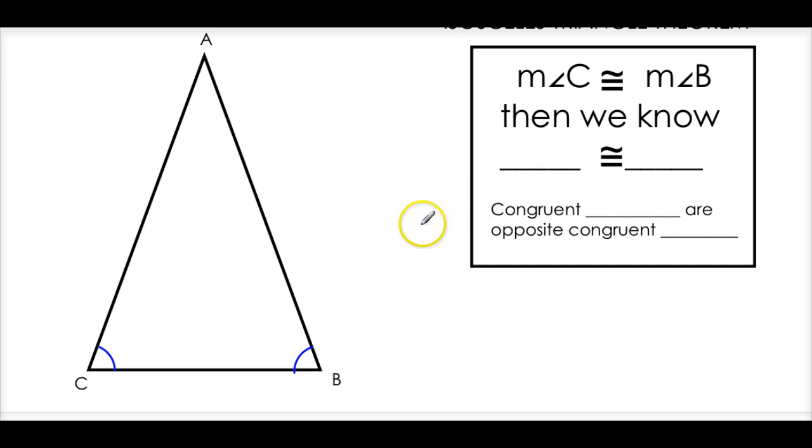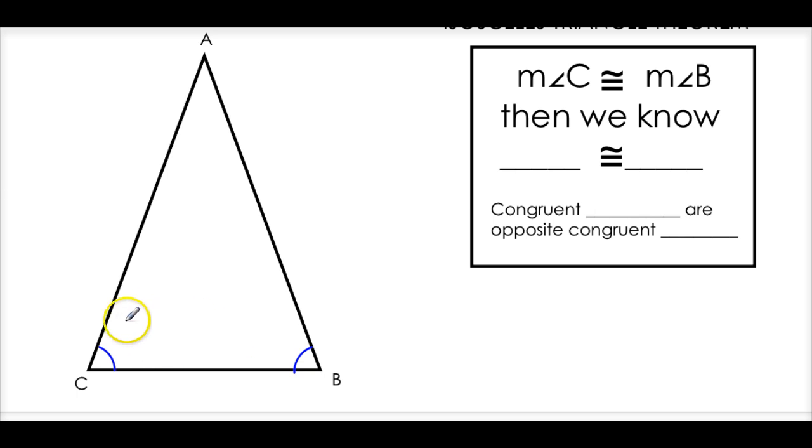And it's this. Congruent angles are opposite congruent sides. Okay, so C and B are my congruent angles. This is an isosceles, so it has two congruent angles. And they are opposite the congruent sides. Right? It's not going to be two random sides that are congruent. It's the ones opposite these angles.